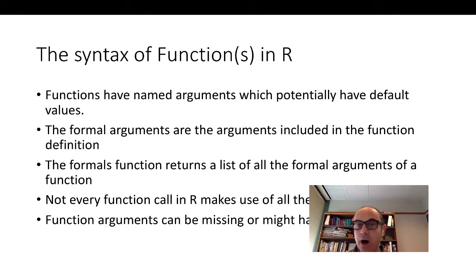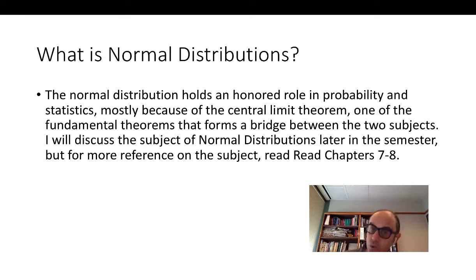So the syntax of a function in R. A function has a name and arguments, which potentially have default values. The formal arguments are the arguments included in the function definition. The formals function returns a list of all the arguments of the function. Not every function in R calls for a formal argument, but function arguments can be missing or might have a default value, which might be a problem.